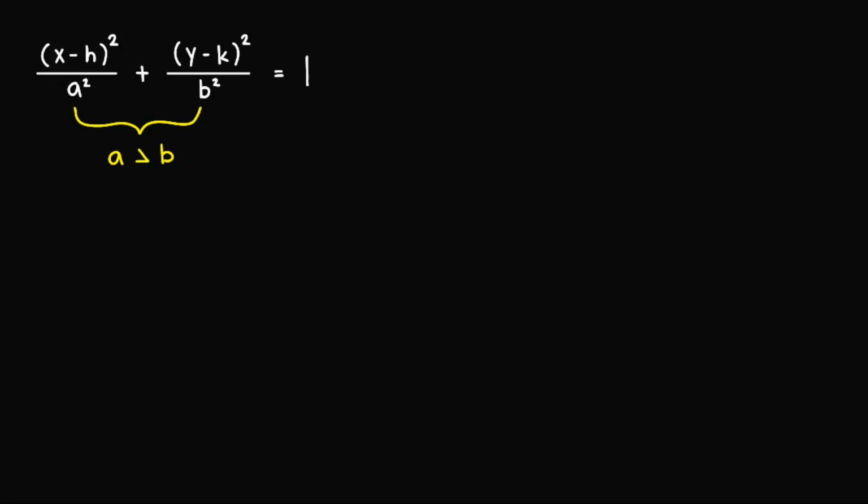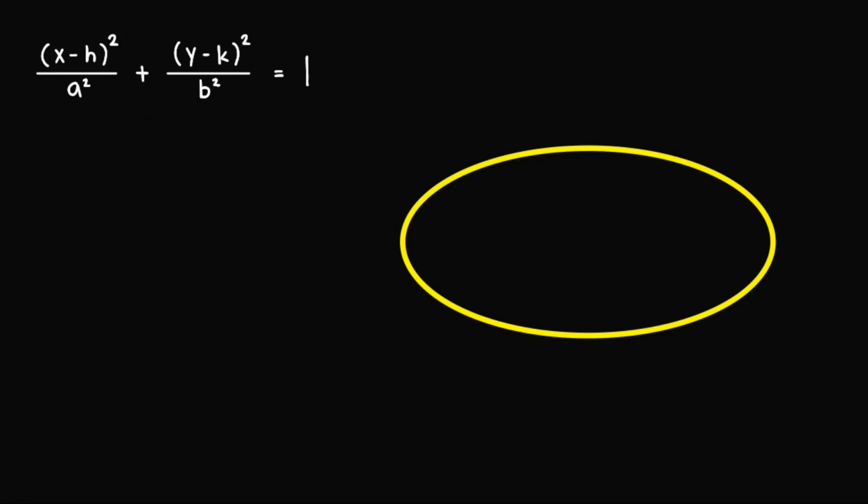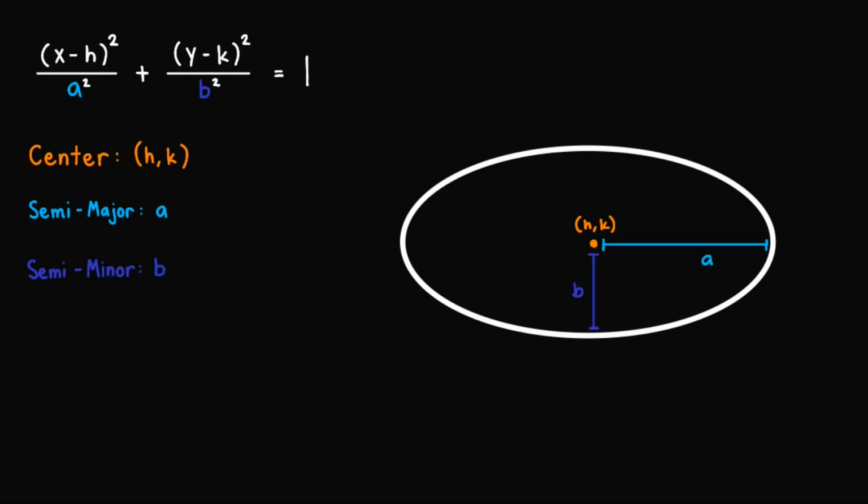Hi there. In this video, we'll be working on an example on finding the parts of an ellipse given its equation. So first, let's recall that given an equation of an ellipse with a greater than b, then we know that this is an ellipse oriented horizontally. From the last video, we know that its center is given by the point (h, k). The semi-major and semi-minor axis is given by the lengths a and b out here.